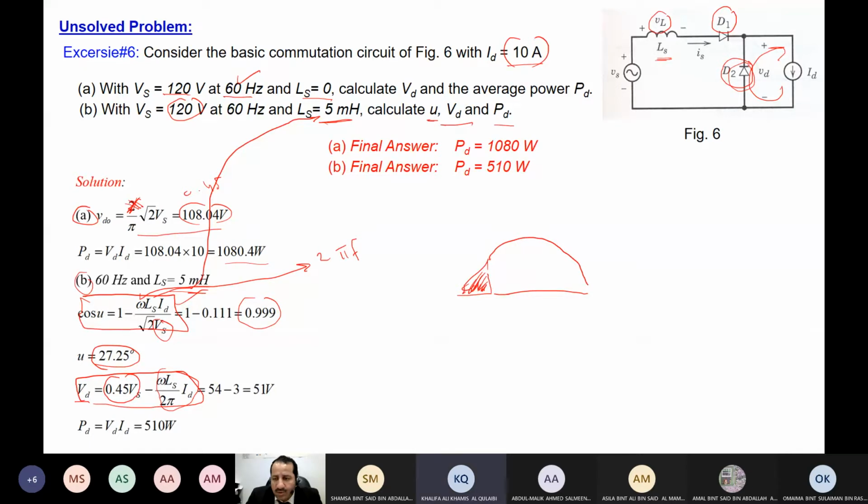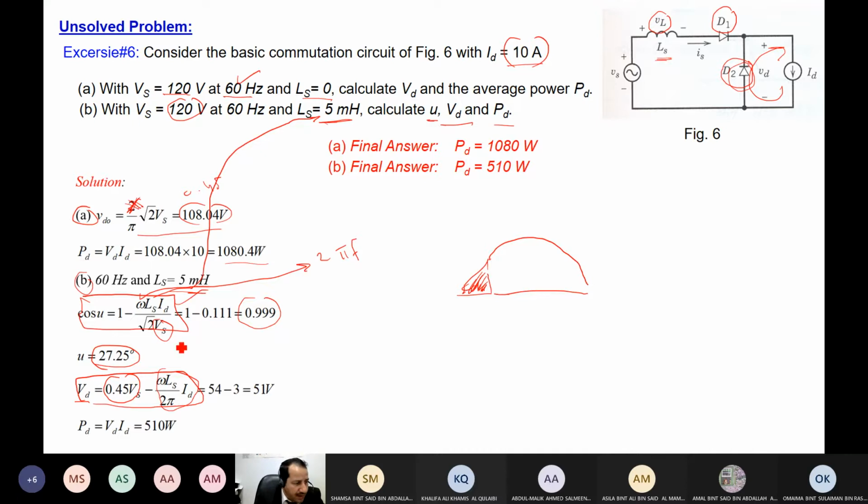Why do we lose part of the voltage? Because of? Yes? Anybody? Because of the inductance. Excellent. Because of the inductance, it makes commutation. So we make a short circuit, so we lose part of the voltage.